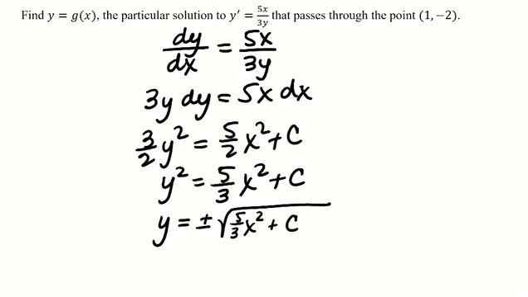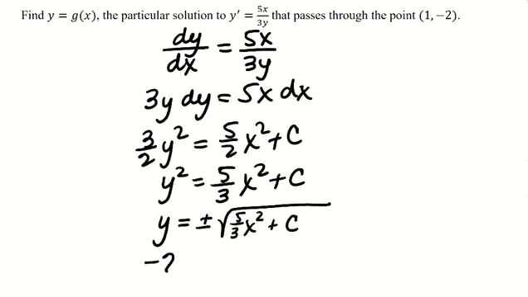Okay, so that's my general solution. We got plus or minus the square root of 5/3, or 10 over 6, if that's how you feel, x squared plus c. And what's going to happen is I'm going to need to plug in 1, -2. But there's this plus minus thing. This is like always a tripping point for people on the separation of variables. Okay, the plus minus thing, what do I do?